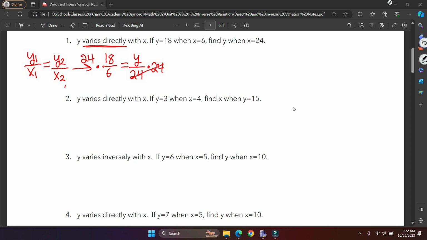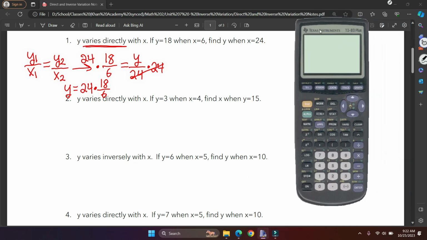Then I get an equation that says y is equal to 24 times 18 over 6. Now, we could evaluate this by hand, but to save time, I'm just going to go straight to the calculator. So we have 24 times 18 divided by 6. And that tells us that our second y value is 72. So the answer to this question is that y is equal to 72.